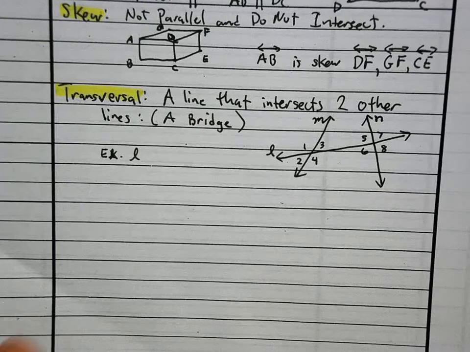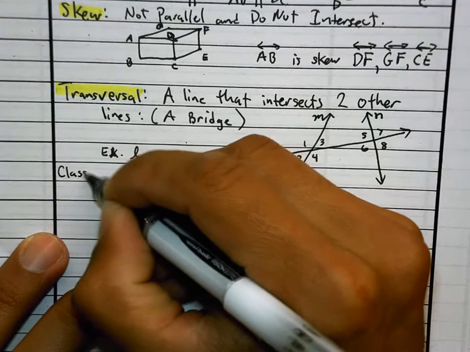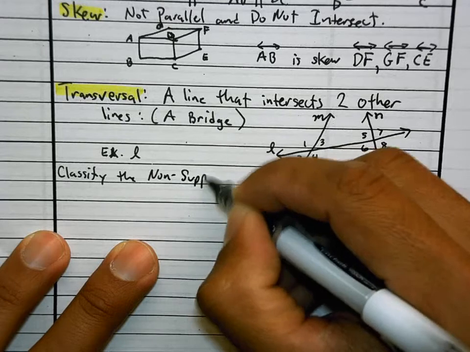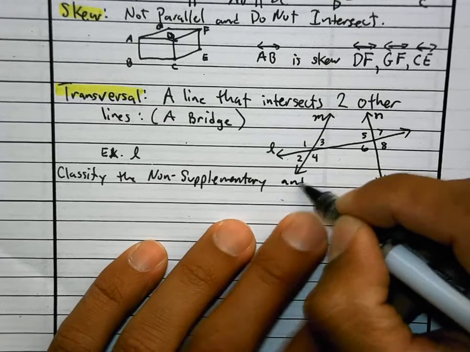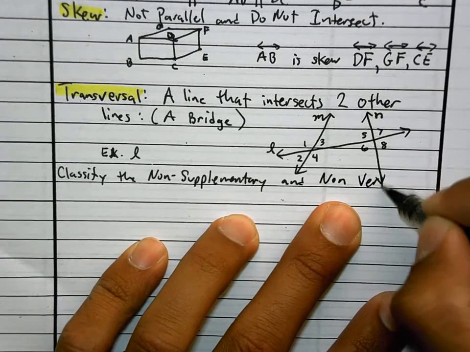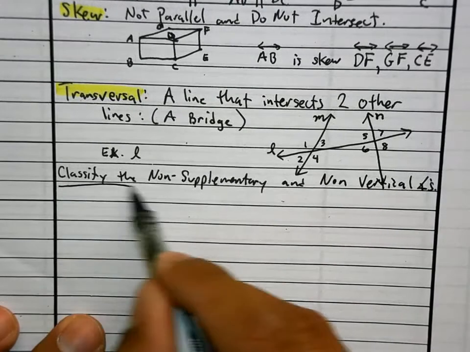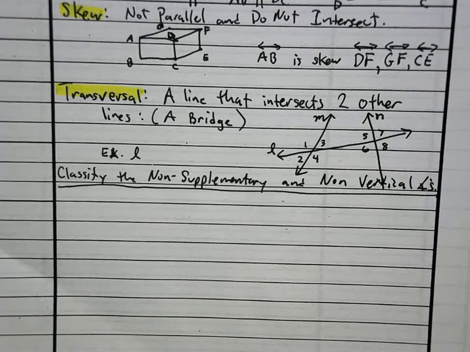So now what we have to do is learn how to classify the non-supplementary and non-vertical angles. That's what we're going to do next. Classify the non-supplementary and the non-vertical angles.